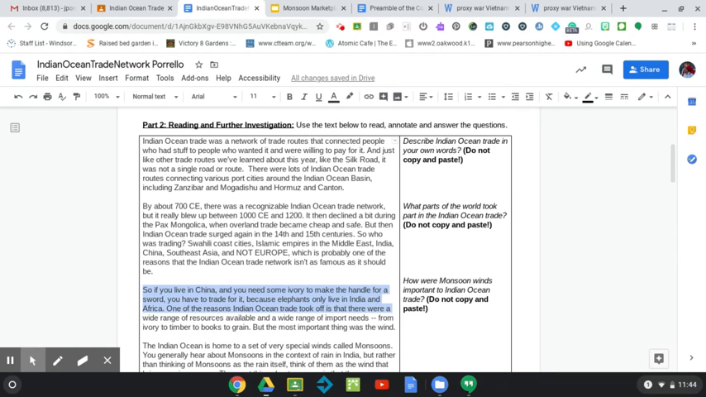So this paragraph is not going to answer anything about why monsoon winds were important to Indian Ocean trade, but it's just another reminder of why Indian Ocean trade took off and was so important. And basically, there was a lot of different types of materials available for trade, and there was a lot of different people who wanted lots of different things. So it was a mutually beneficial trade.